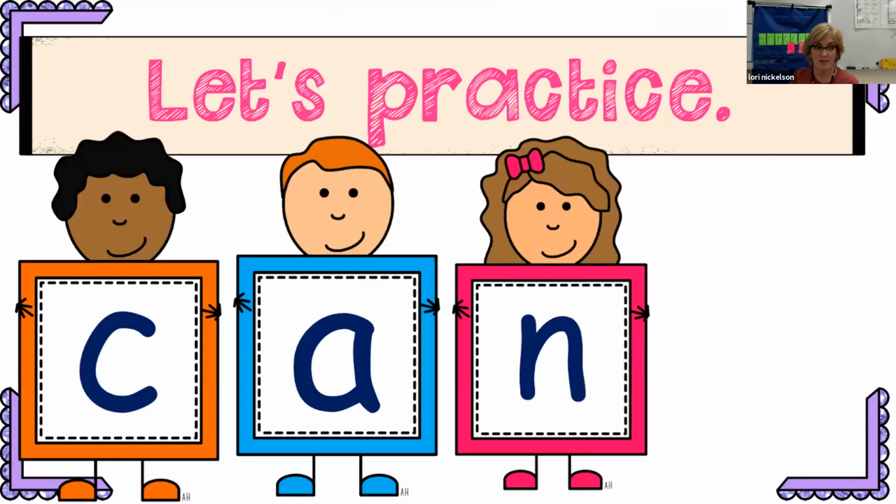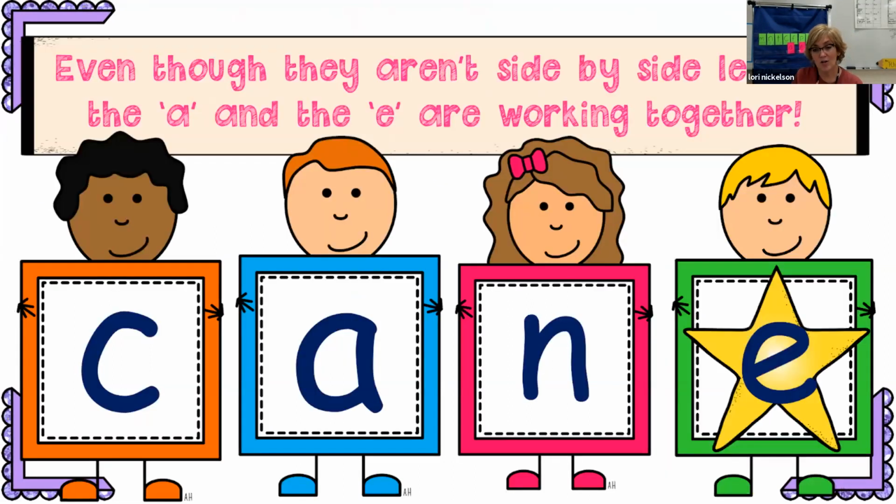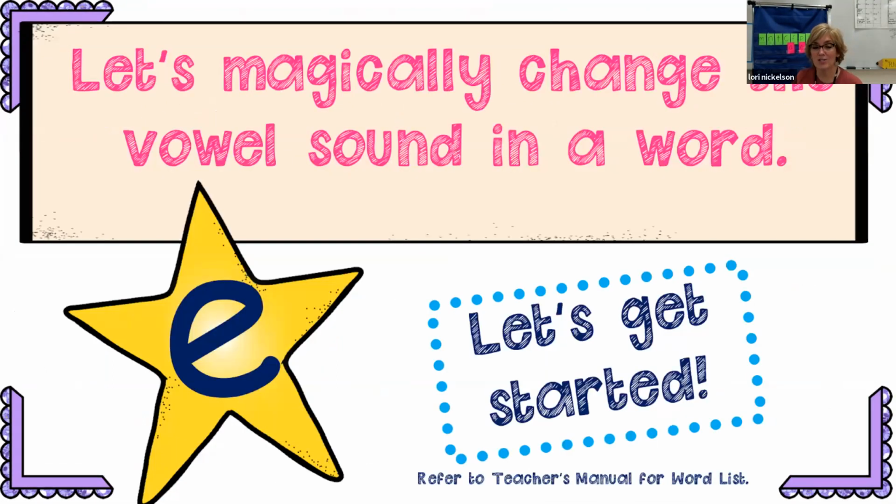So let's practice. So we have the word can. Alakazam. Even though they're not side-by-side letters, the A and the E are working together. We have a new word, cane. Great job. So let's magically change the vowel sound in a word.